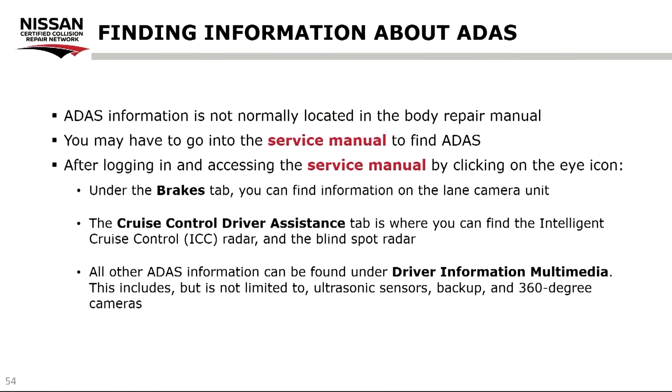Now, in this example, we can go under the Brakes tab, and there you will find information on the lane camera unit. The Cruise Control Driver Assistance tab is where you can find the Intelligent Cruise Control or ICC radar, as well as the blind spot radar. All other ADAS information can be found under the Driver's Information Multimedia. This includes, but is not limited to, ultrasonic sensors, backup, and 360-degree cameras.